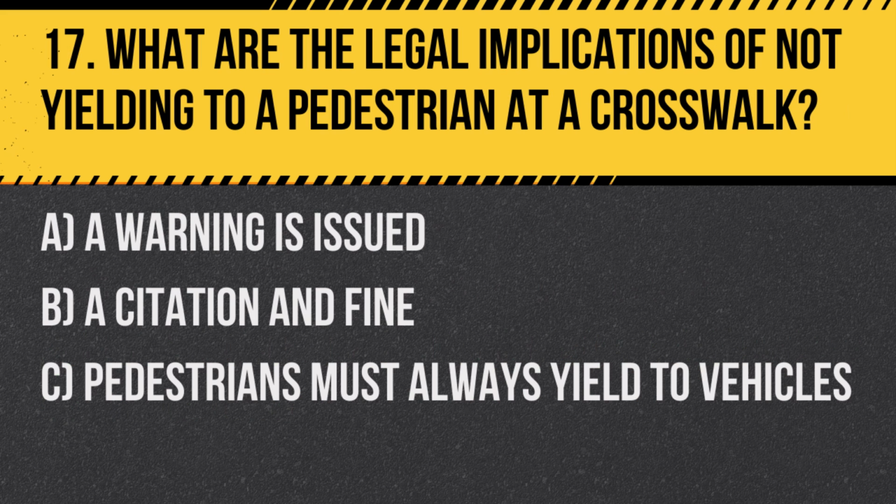Question 17. What are the legal implications of not yielding to a pedestrian at a crosswalk? A. A warning is issued. B. A citation and fine. C. Pedestrians must always yield to vehicles. Answer. B. A citation and fine. Drivers are legally required to yield to pedestrians in crosswalks, failing which can result in citations and fines.